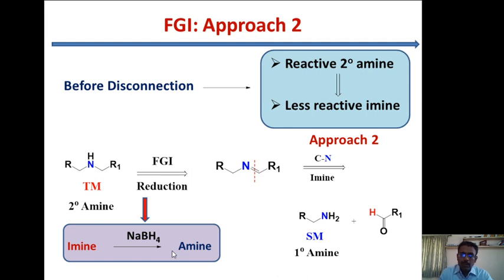So to solve that problem, we have to convert that more reactive target molecule into a less reactive one. That means the functional group is converted into another functional group which is less reactive compared to the functional group present in the target molecule. Then you do the disconnection. Okay, then we know that the final stage can be converted into the target molecule. So I think you understood the chemistry behind the functional group interconversion.